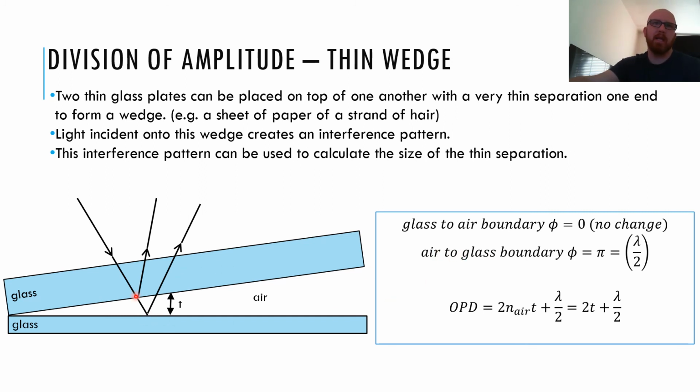And the air to glass boundary, which is this one here, there is a phase change of pi as we go back that way. So therefore the optical path difference is 2 n_air t. So we've got 2 times the refractive index of the air times t. So it's really just this wee bit here we're interested in. It's these two waves coming off. It's lambda over 2, and it's 2t plus lambda over 2. Okay, so it's just for this little bit in here as it's happening.